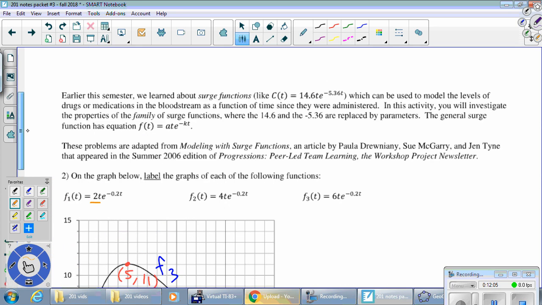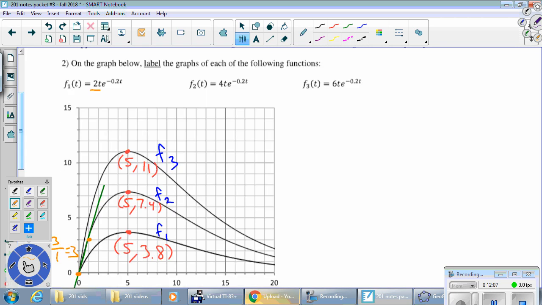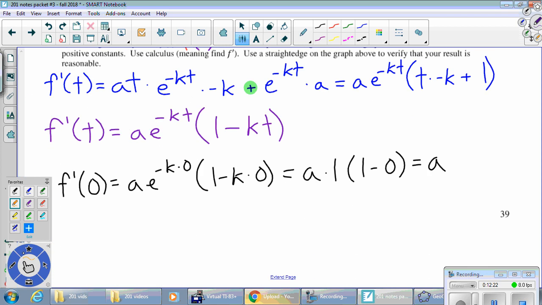So that's what the calculation we just did at the bottom is saying. It's saying that the slope for the bottom curve here at t equals 0 is 2, and the slope of the tangent line for the middle curve at the same t equals 0 is 4, and the slope of the steepest one at t equals 0 is 6. Always a. So that does seem reasonable.